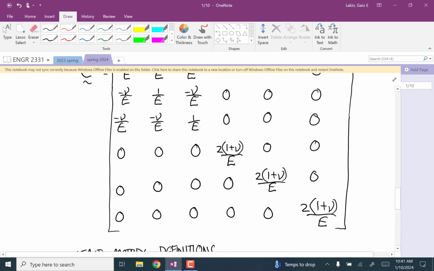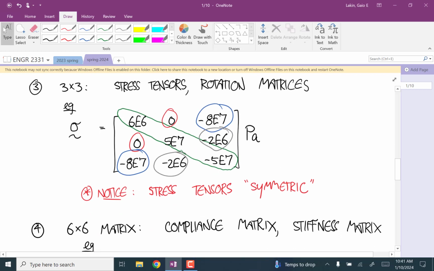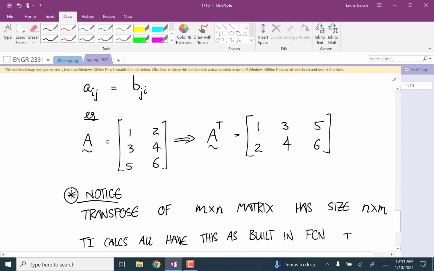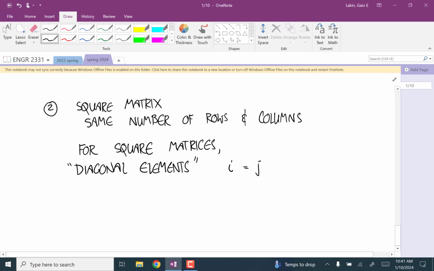Think about like a square. Let's go back to this one. I have it all marked up, but this is a square matrix, right? What I have circled here is the diagonal. Let's think about what those element numbers are. 6 times 10 to the 6th is element 1, 1. 5 times 10 to the 7 is element 2, 2. And negative 5 times 10 to the 7 is element 3, 3. Okay, so the diagonal elements are all the ones where those two subscripts match.